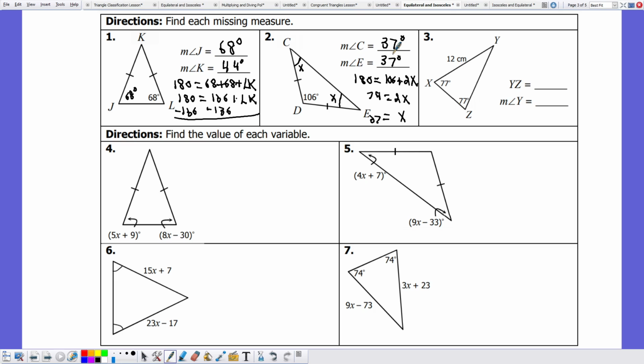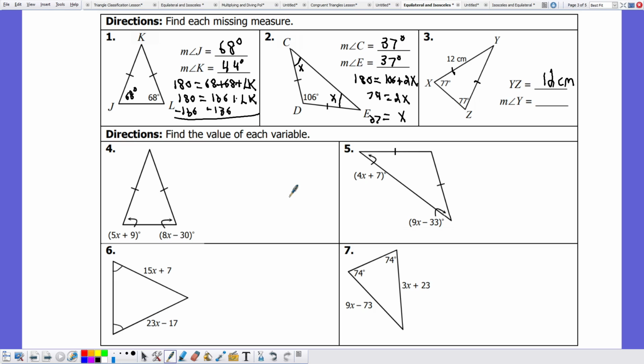Alright, so we know we have two of the same angles, X and Z. And two equal angles implies two equal sides. The two equal sides are going to be the sides opposite to the angle. So XY is going to be the same as YZ. And if they have the same measure, then it must be 12 centimeters in length. Again, because the two equal angles imply two equal sides.